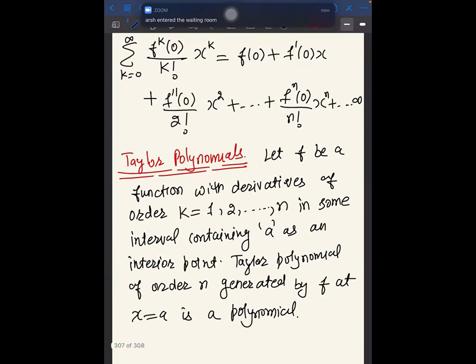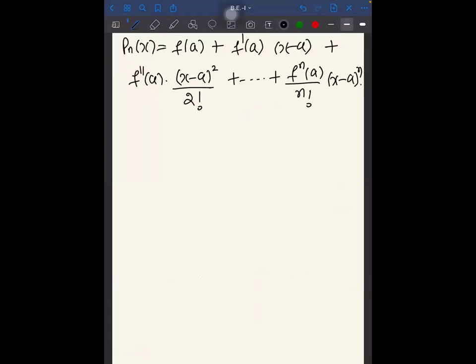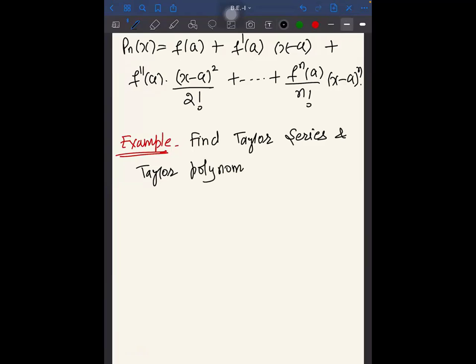So let's start with this. This is just an example already present in the book, but we'll discuss that part. The example is: find the Taylor series and Taylor polynomials generated by f of x is equal to e to the x at x is equal to 0. So x is equal to 0 means what? The value of a is 0. Yes, you call it a Maclaurin series.